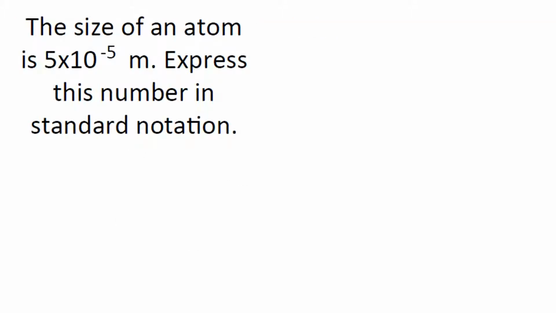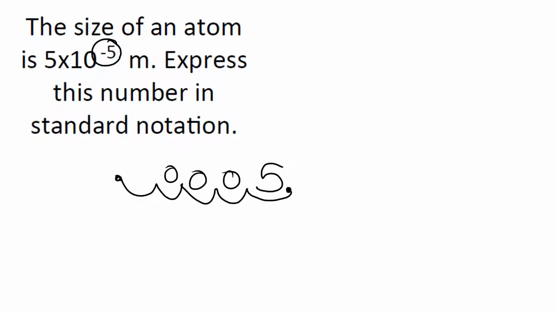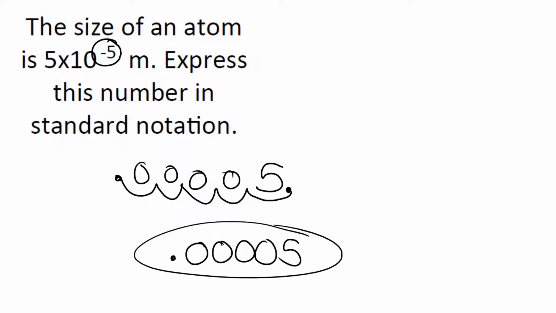The size of an atom is 5 times 10 to the negative 5th meters. Express this number in standard notation. So again, we're going to take our number 5. There is no decimal point, so that tells me it's here at the end. And we're going to move it negative 5 times. Negative 5 tells me that it is a small number. Small numbers have zeros in the front, so I have to move it 5 times. 1, 2, 3, 4, 5. Fill in that blank spot with zeros and rewrite it neatly. 0.00005 for our final answer.